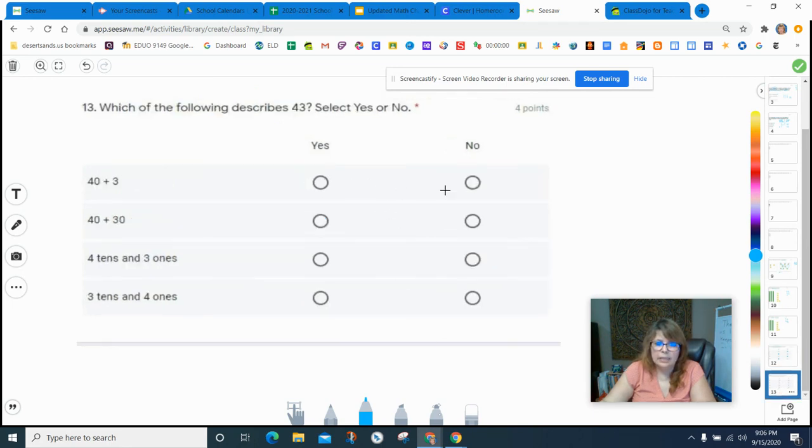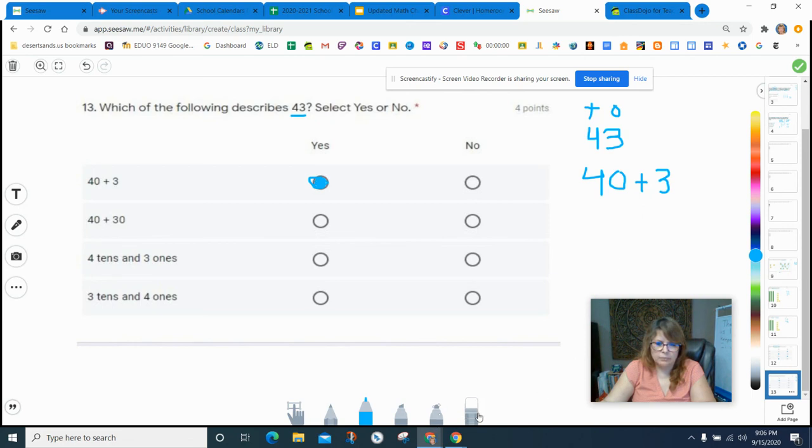Now, for this one, it's again a yes or a no question. The first choice says, which of the following describes 43? So the number is 43. And this is T, and this is O. 43 is the same as 4 tens, which is 10, 20, 30, 40. So I can say 40. And then 3 ones, plus 3. That's another way. That's 40 plus 3. Oh, 40 plus 3. That's a yes. Now, could it be 40 plus 30?